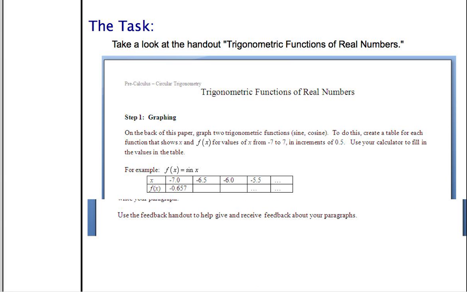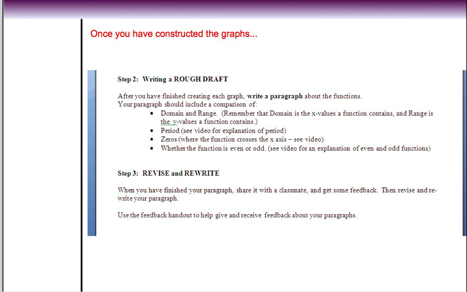Once you've done your graph, you're actually going to be doing a little writing assignment. So the first thing I want you to do is write a rough draft. So I want you to look carefully at those graphs, and there's a few things I want you to focus on. And I want you to write a paragraph about both functions. And I want you to compare the two functions. There should be some very obvious similarities, and there should be some very obvious differences.